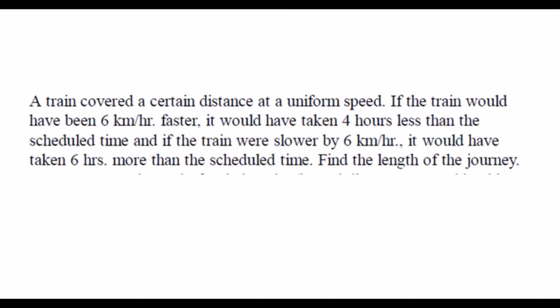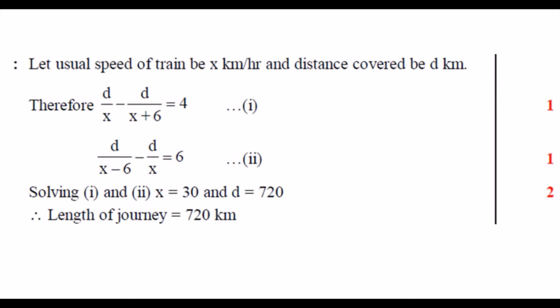Here is your answer. And a train covered a certain distance at a uniform speed. This type of question is also there in the textbook. And your answer is: length of the journey 720 kilometers. These are all the questions from 6 different sets of question papers asked in last year's 2020 examination. Now let us look at the basic question paper.